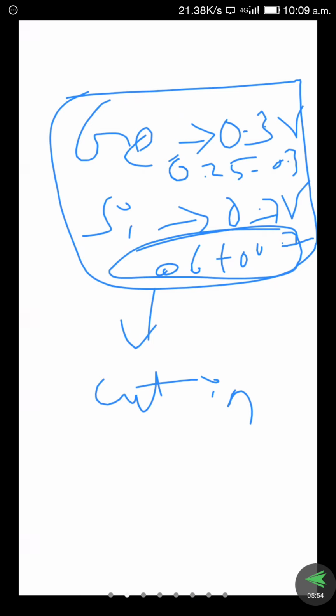Up to 0.7, how does it act? It acts as a resistor. A germanium diode will act as a resistor up to 0.3 volts. After 0.3 volts, it will act as a normal conductor.